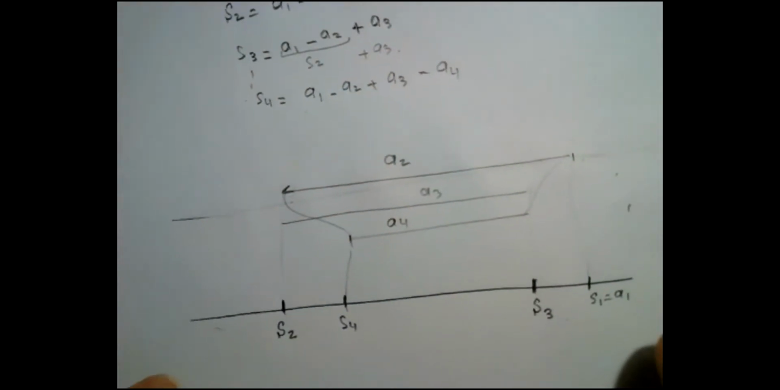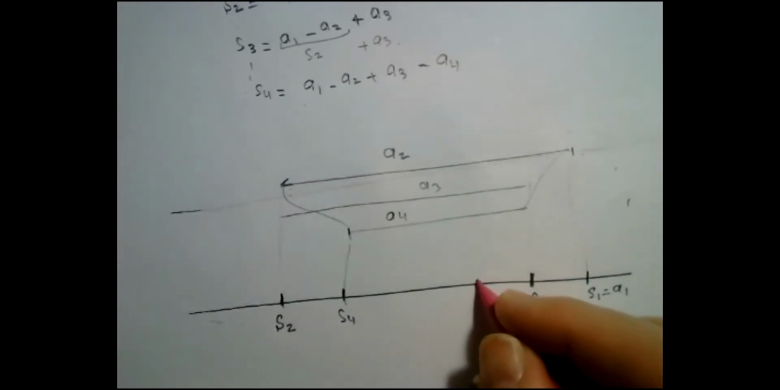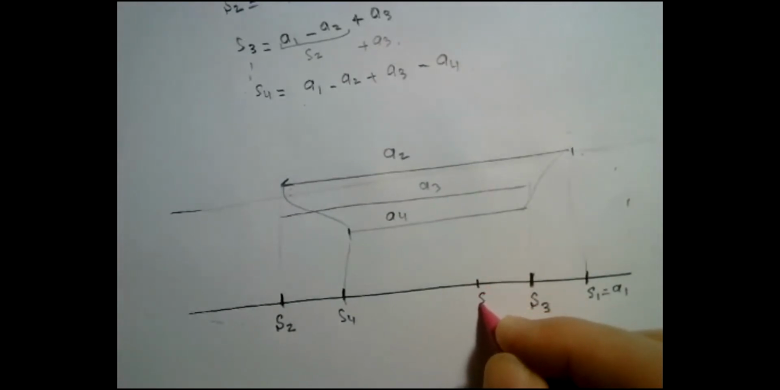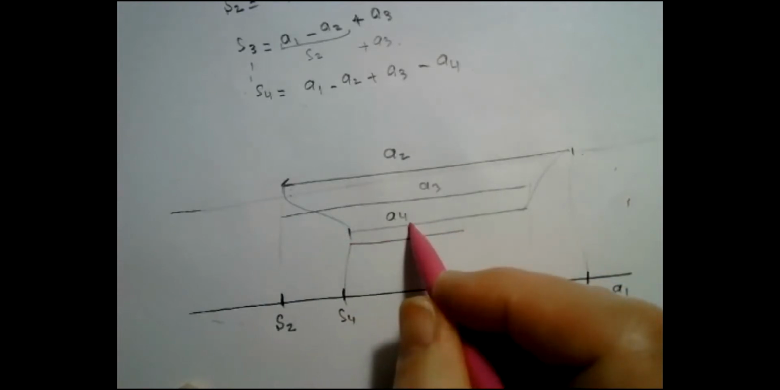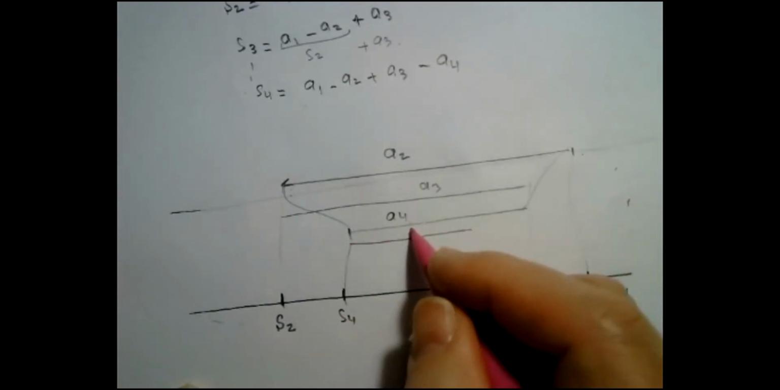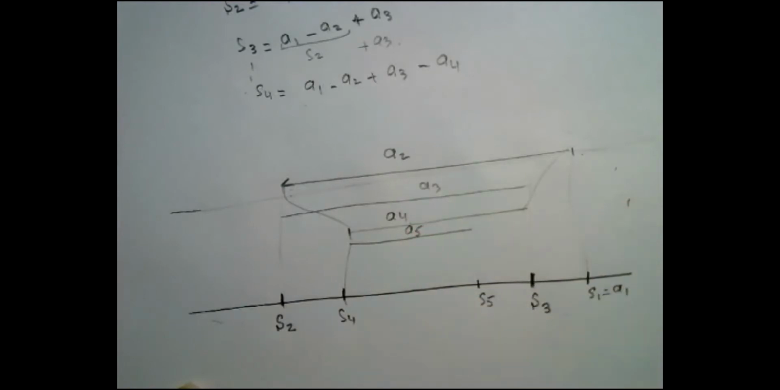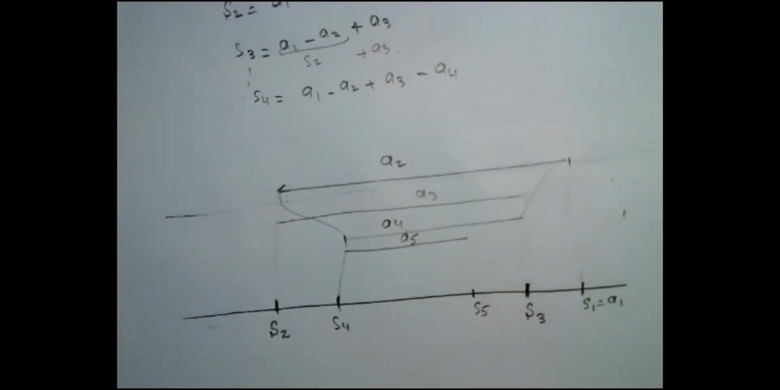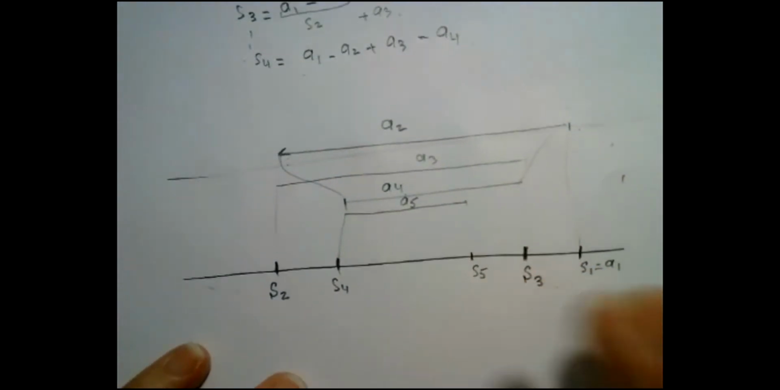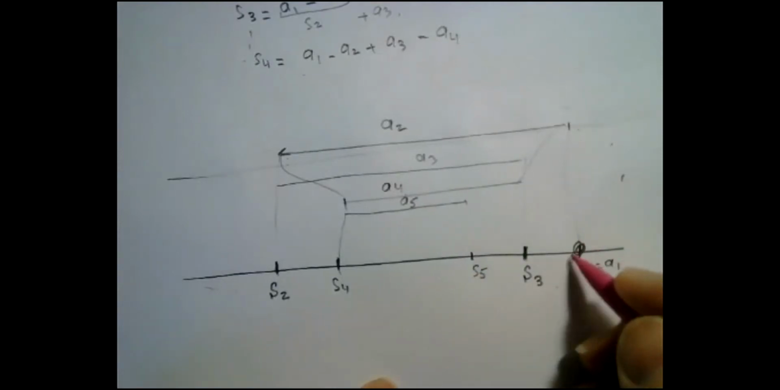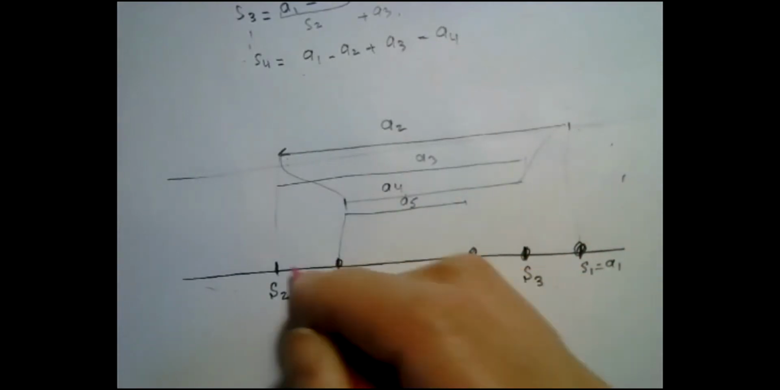Now what is S5? S5 is going to be here. I'm going to move forward by A5, but I move less than before because it's decreasing. A5 is less than A4. So eventually what's going to be the picture, and why are those sums going to start bunching together?